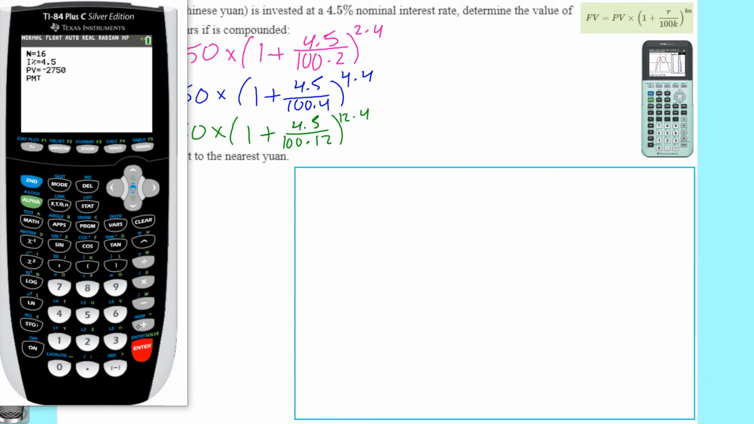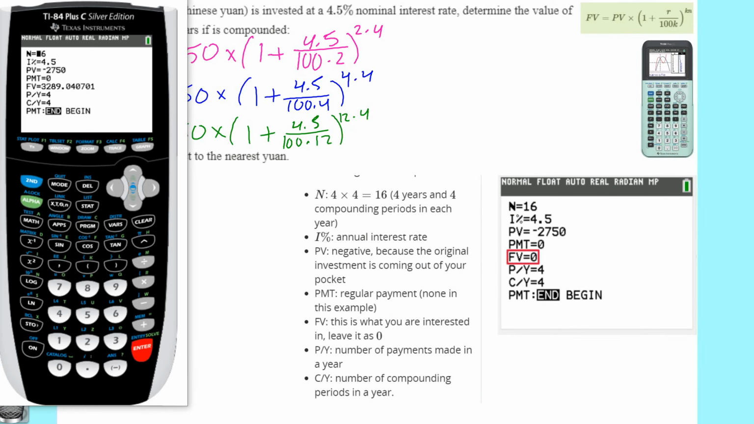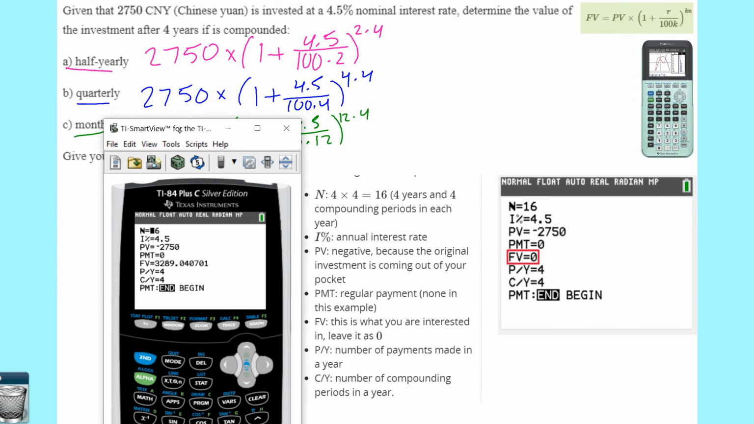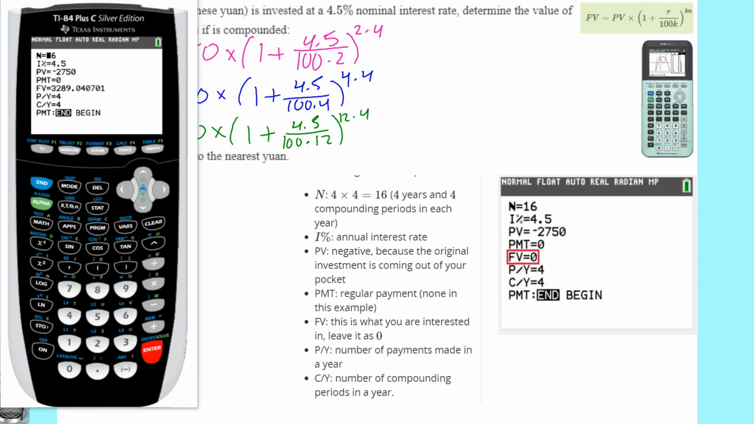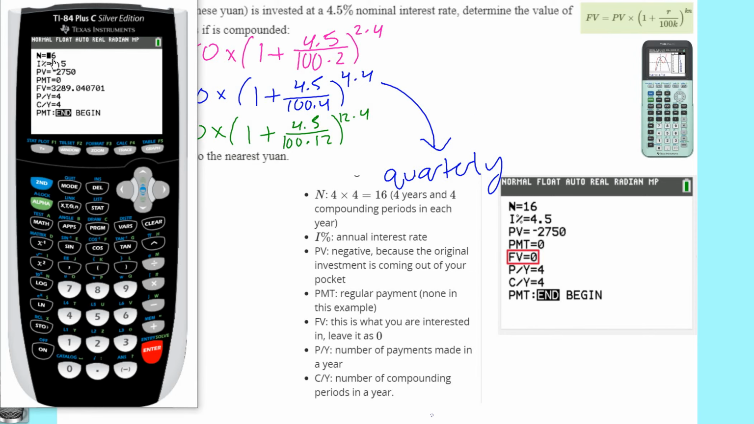So we go to TVM solver, and then now we can plug in our values. I like this because it's written out specifically. So N is the number of times total. So 4 years, 4 times each year. So that's going to be 16 for the first one. Sorry, I got confused there. This is the part starting with quarterly. So we go here, 16 times for quarterly, 4.5 interest rate.